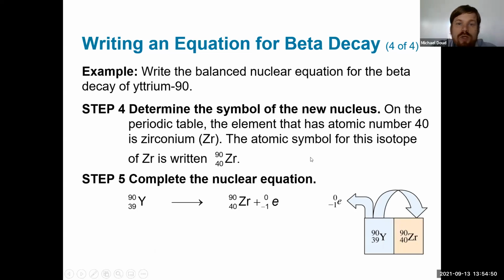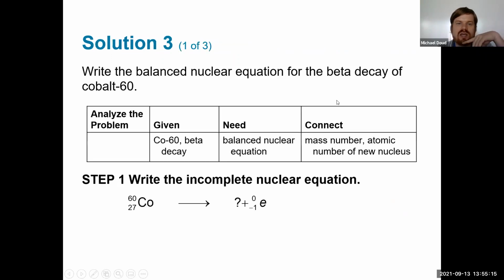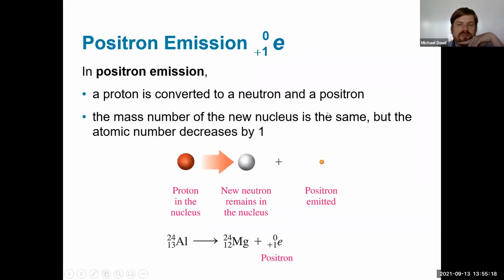Now, which element matches atomic number 40? Well, we look it up on the periodic table, and that is zirconium. So the answer is zirconium-90, which would be written like this: zirconium, atomic number 40, mass number 90. Okay, so we'll do this one. Again, I'll have this solved for you on the sample exercise packet key, but this is not going to be on the test. So let's not spend too much time on this here.